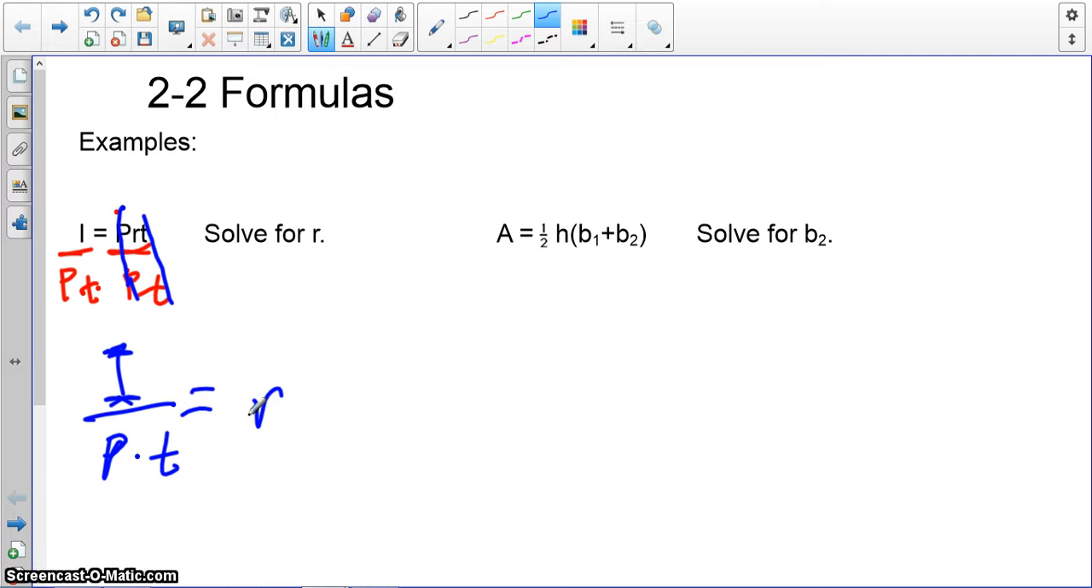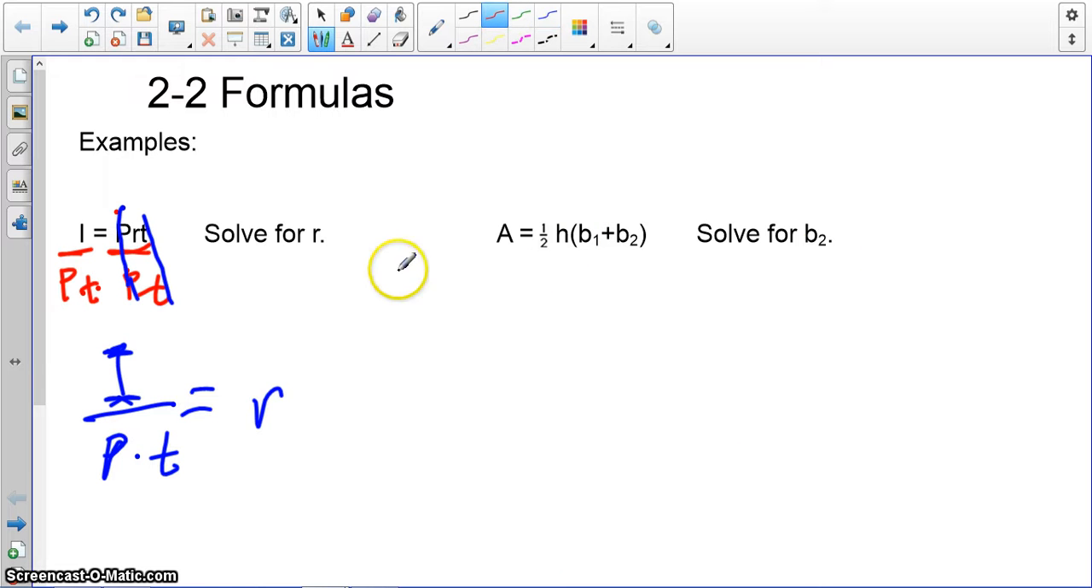Whatever numbers or unknowns or variables are being multiplied by R, you just divide by those things and cancel them out. Division cancels out multiplication. Even if it's other variables, other unknowns, it doesn't have to be just a regular old number. Divide by the P, divide by the T, and it'll cancel out P and T. So there you go, this is the answer: I over P times T. Let's check out this one.